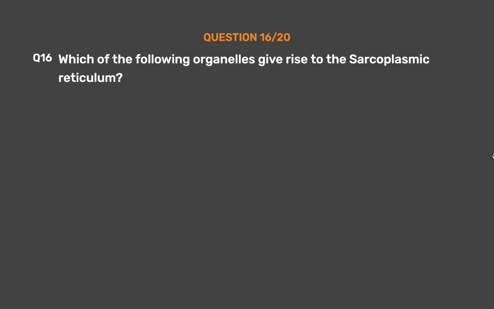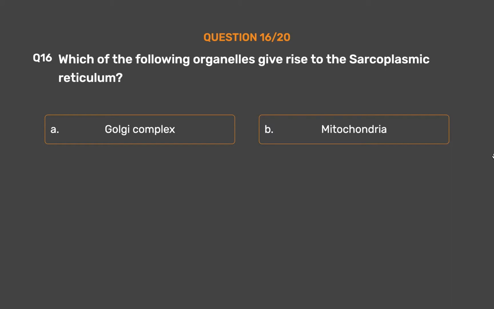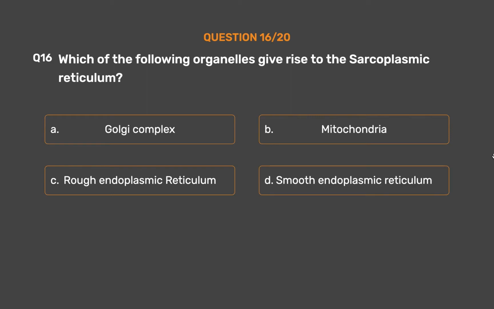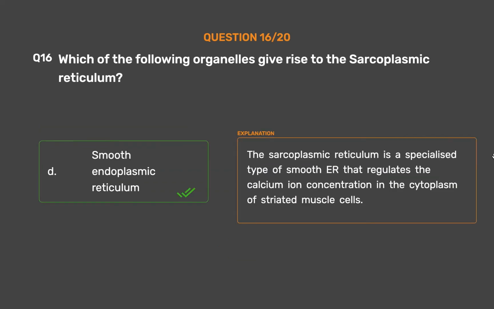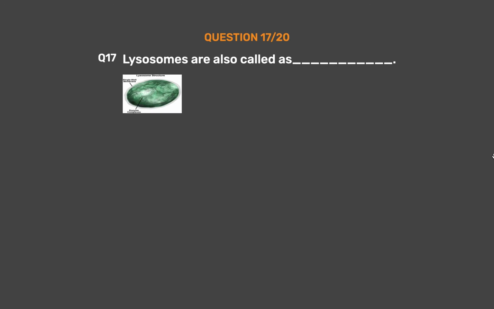Question number 16. Which of the following organelles give rise to the sarcoplasmic reticulum? Option A, Golgi complex. Option B, mitochondria. Option C, rough endoplasmic reticulum. Option D, smooth endoplasmic reticulum. The correct answer is option D, smooth endoplasmic reticulum. The sarcoplasmic reticulum is a specialized type of smooth ER that regulates the calcium ion concentration in the cytoplasm of striated muscle cells.